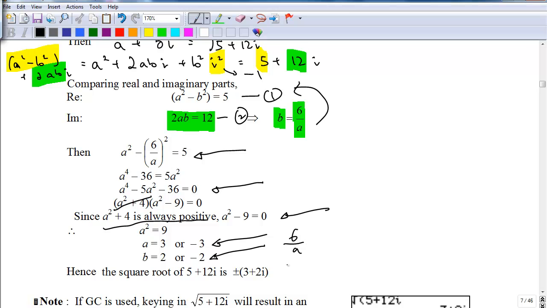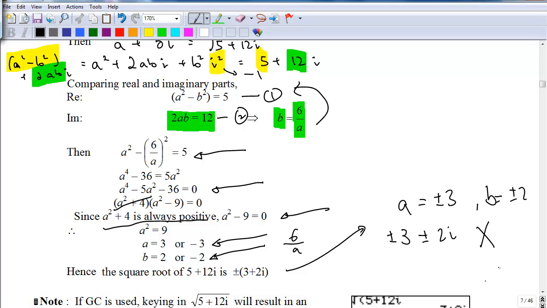One thing I want to stress here is this. Your a is plus minus 3 and your b is plus minus 2. You cannot write your answer like this: plus minus 3 plus minus 2i. This is wrong, because this actually gives you 4 different answers: 3 plus 2i, 3 minus 2i, minus 3 plus 2i, minus 3 minus 2i, which is wrong. There are only 2 answers. So do not write your answer like this.